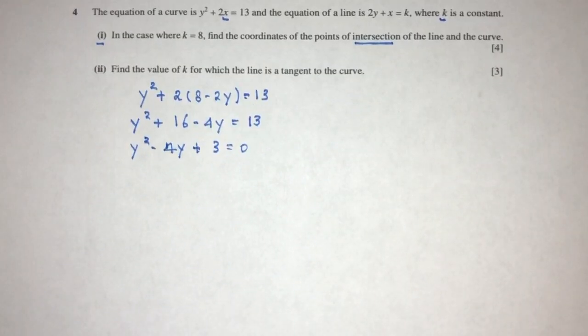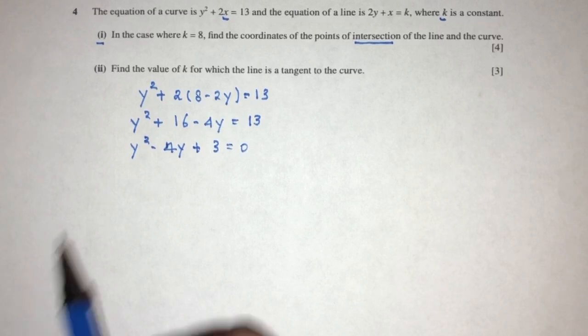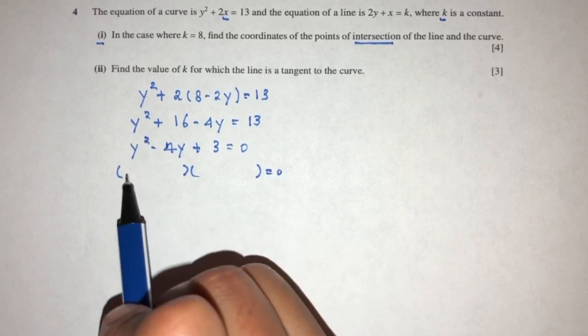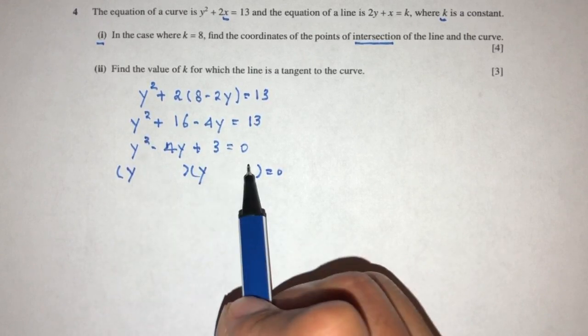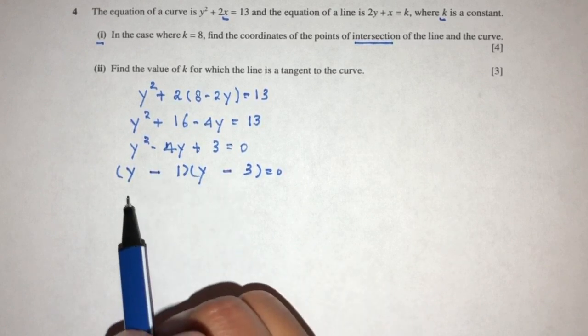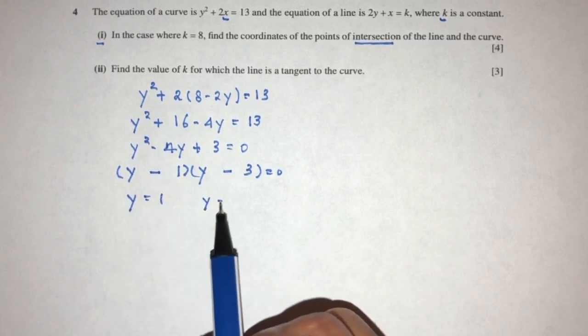Now you can solve this by factorization, or you can solve by using your formula, but here we can just use simple factorization. What is y squared? It is y times y. 3 is 3 times 1. To get minus 4, we have to have minus 1, minus 3. So y will be 1, y will be 3.